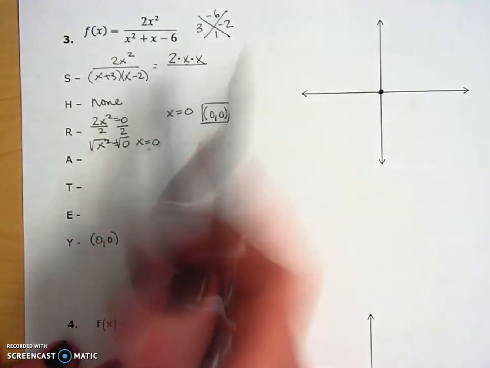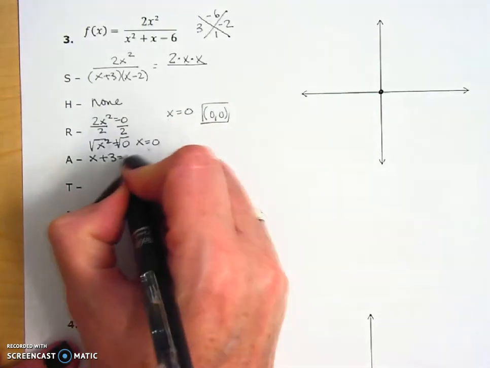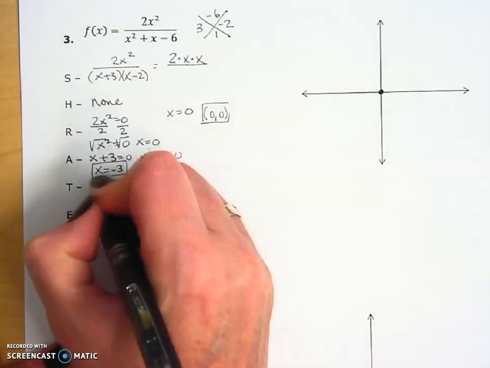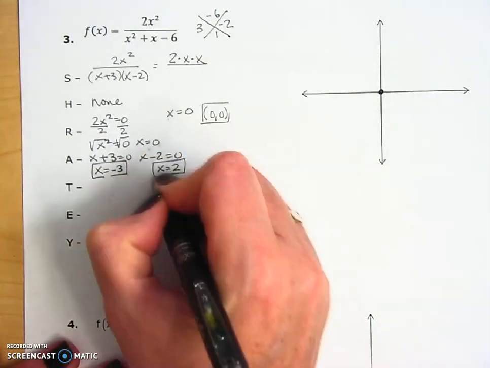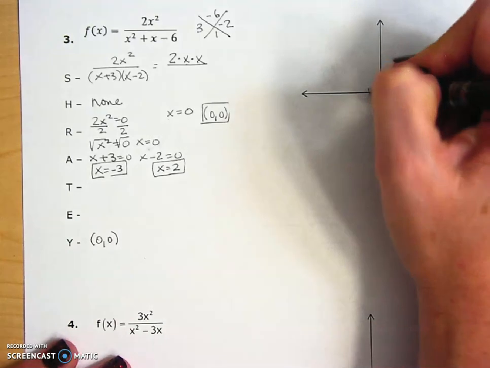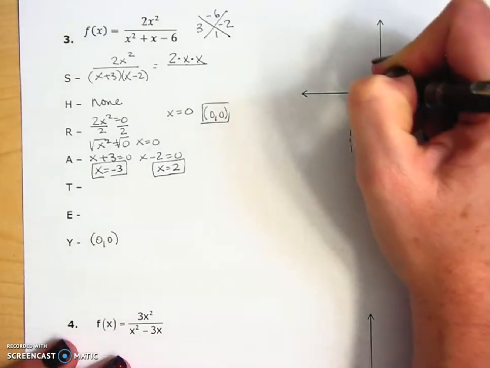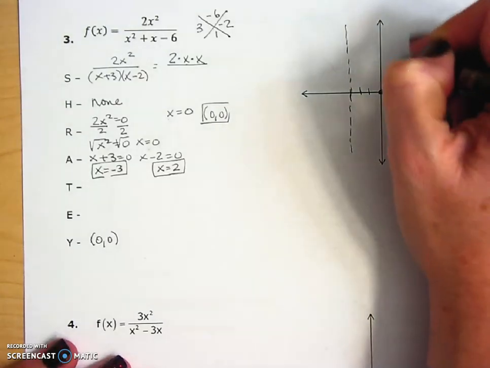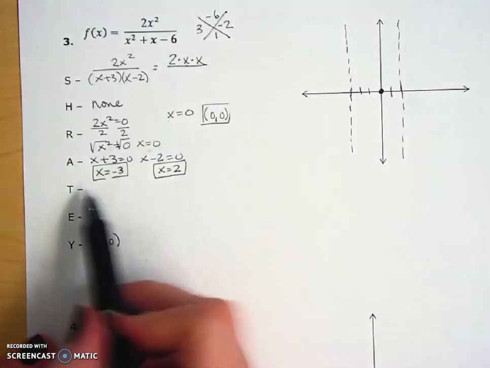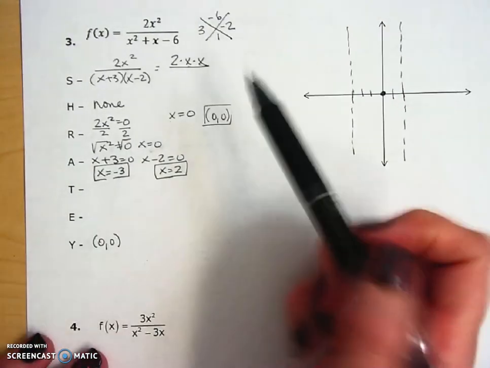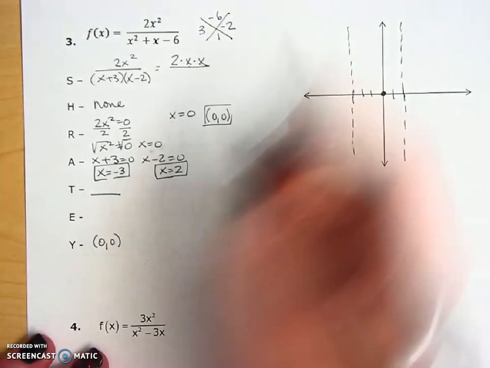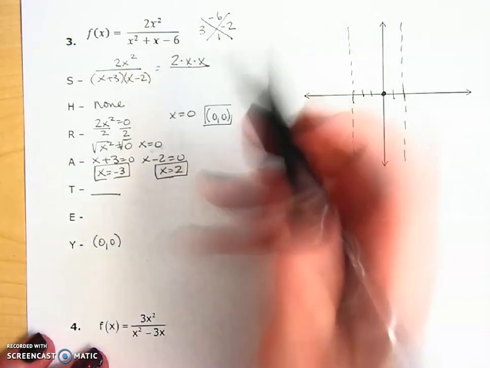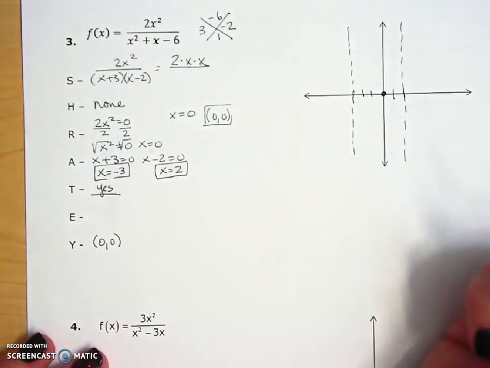Asymptotes, take the individual factors and set them equal to 0 and graph them. There's one at -3 and one at 2. For tangent over together, my root 0, 0 comes from x squared. So that is squared, so this is going to be yes, tangent at the root.